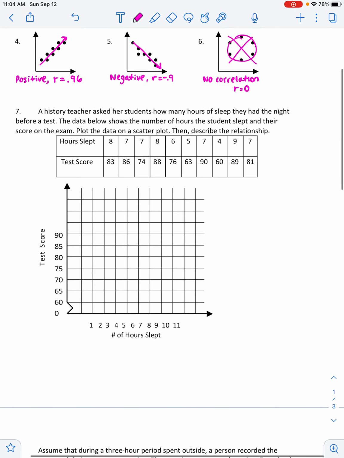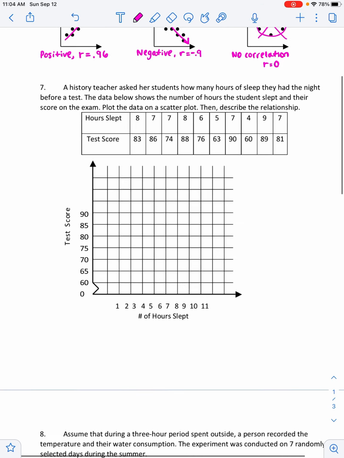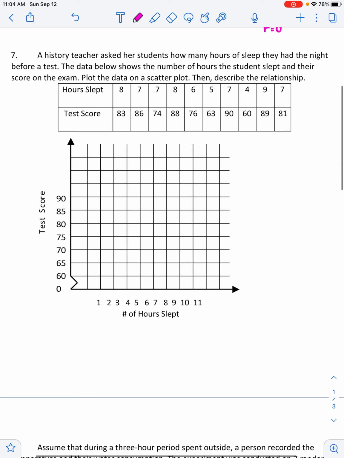All right, let's go over question 7. A history teacher asked her students how many hours of sleep they had the night before a test. The data below shows the number of hours the students slept and their score on the exam. Plot the data on a scatter plot, then describe the relationship. All right, so I'm going to plot this. When this got copied, it didn't quite do all the numbers down here exactly as they were supposed to be. So I'm just going to update this right now, so that we can see it's nice and already labeled for us, which is good.